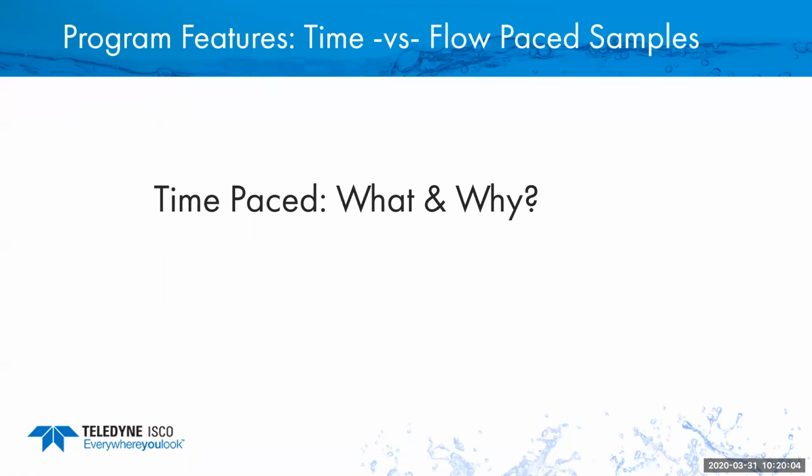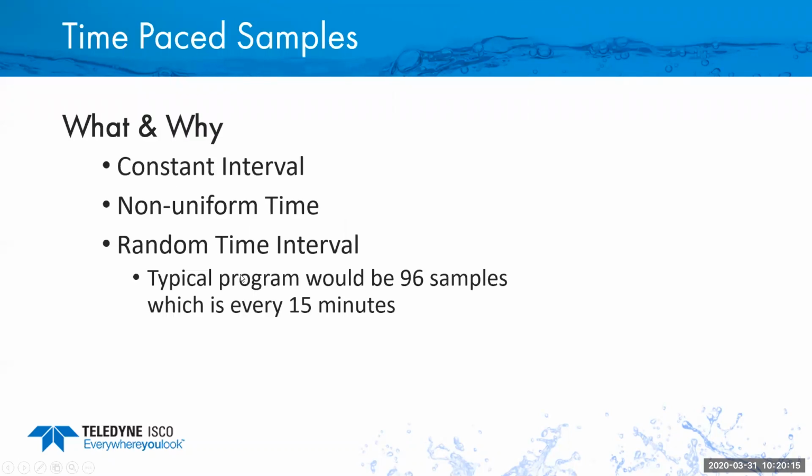So program features: time-based or flow-based sampling are the two modes you can choose from when you're programming your samples. There are different ways to do time-based samples. The most common is a constant interval sample, which means you're taking a sample every 15 minutes, every 5 minutes, every hour. That is user selectable. You can take a sample whenever you want.